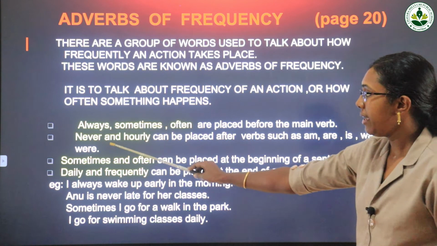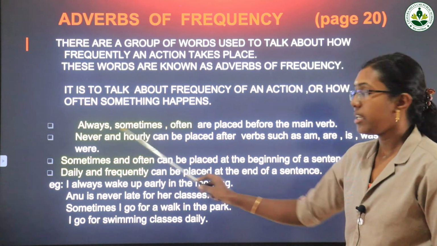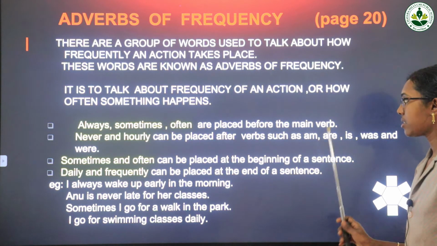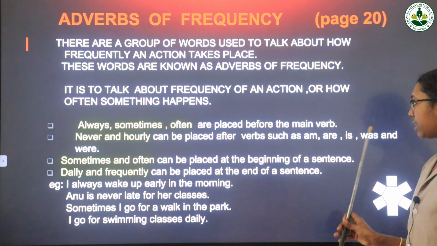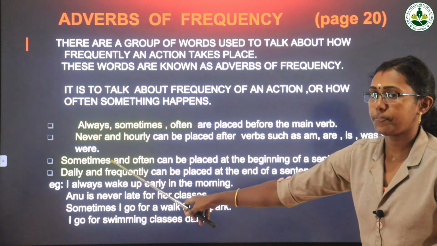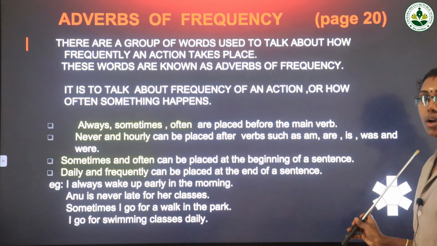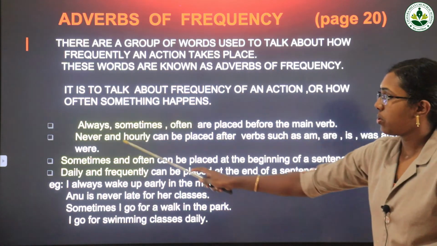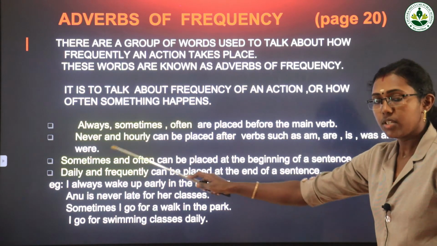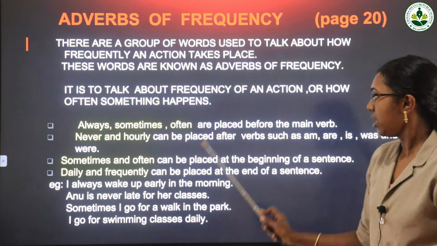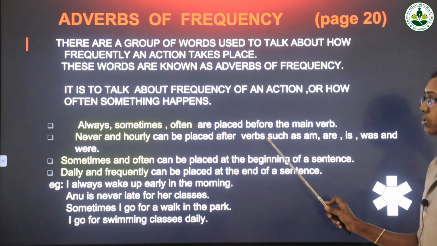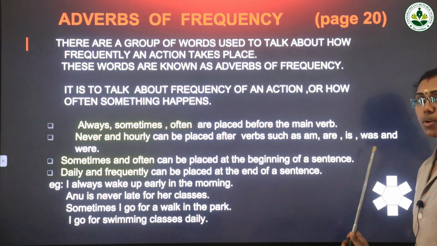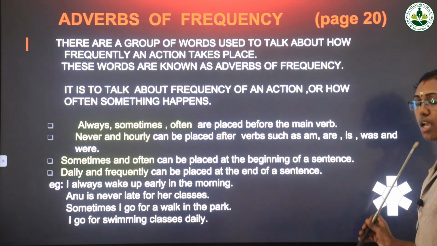See the next one, never and hourly. Never and hourly can be placed after verbs such as are, is, was and were. These are helping verbs, already we have learned these are helping verbs. So these two adverbs of frequency, never and hourly, we have to use after this group of helping verbs.